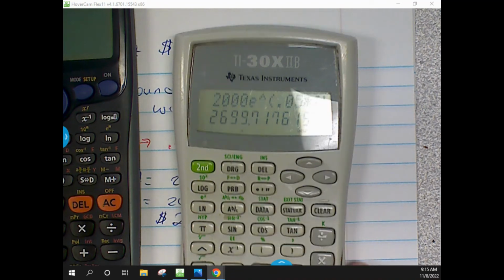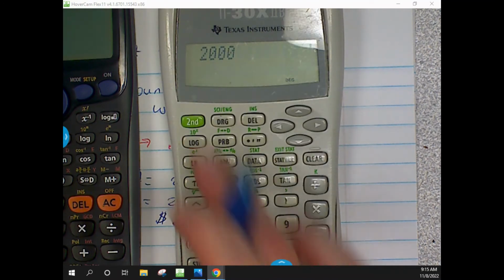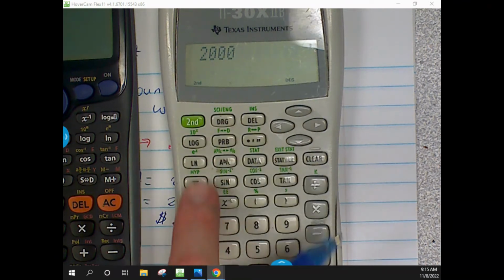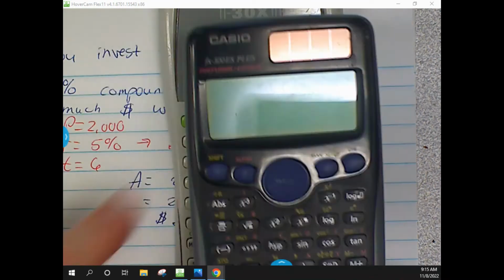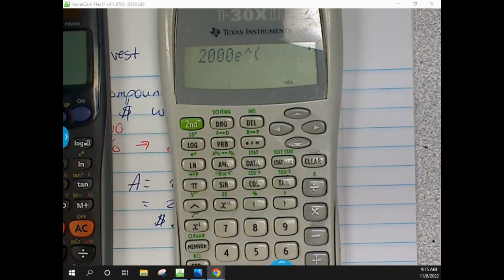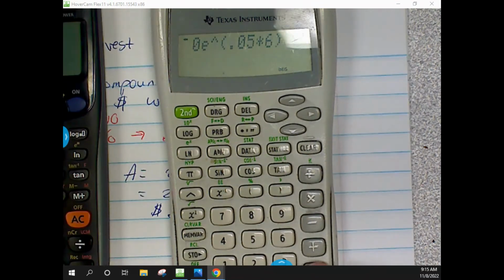Okay, so we'll do that one more time. If we go 2,000, you're going to hit second and then hit the LN button, which will bring up the E. It's second or shift, depending on which calculator. On the Casio it's the shift button. We'll do the Casio here in a second. Then you can do 0.05 times 6, if it gives you that set of parentheses, which the Texas Instruments will do, and that gets you that number.